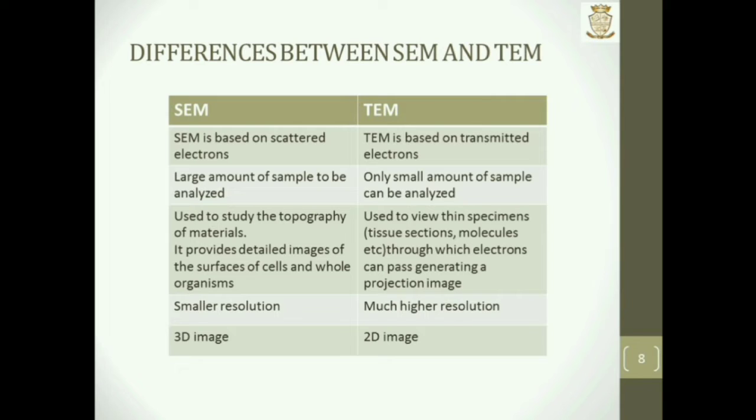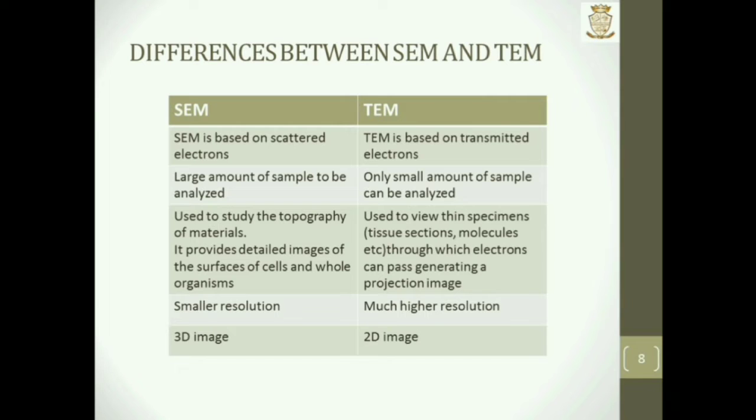Scanning electron microscope is used to study the topography of materials. It provides detailed images of the surfaces of cells and whole organisms. Transmission electron microscope is used on thin specimens through which electrons can pass, generating a projection image. In scanning electron microscope, resolution is lower, with much higher resolution in transmission electron microscope. Scanning electron microscope produces 3D images. Transmission electron microscope produces 2D images.